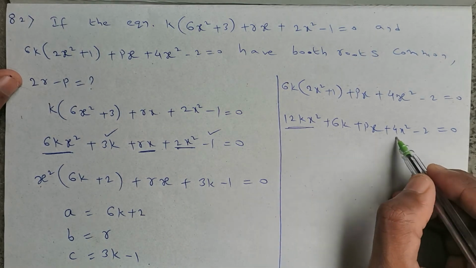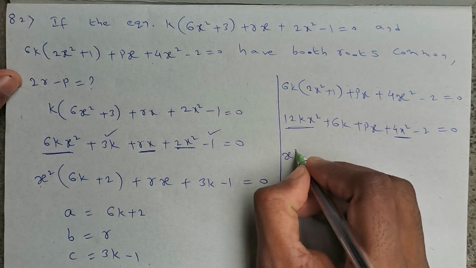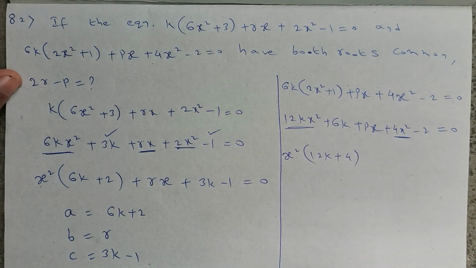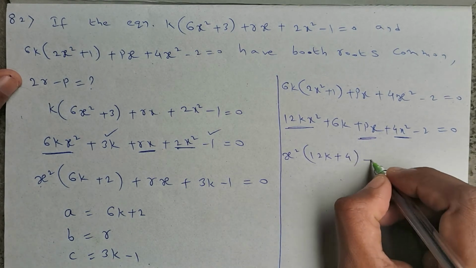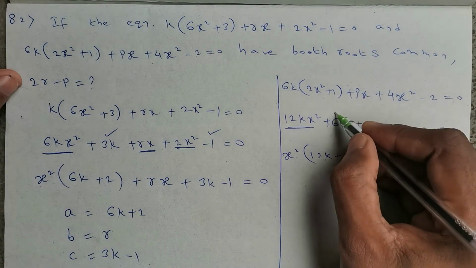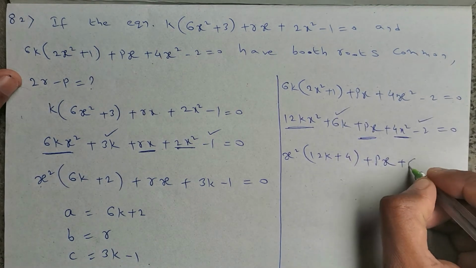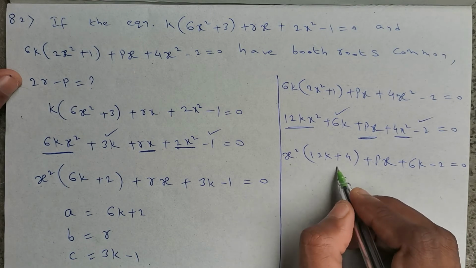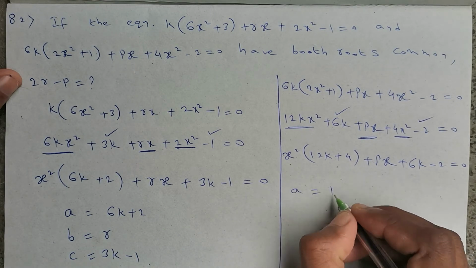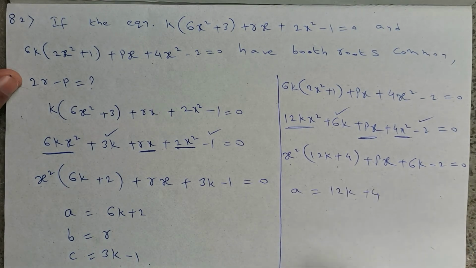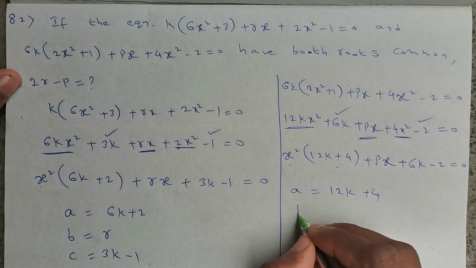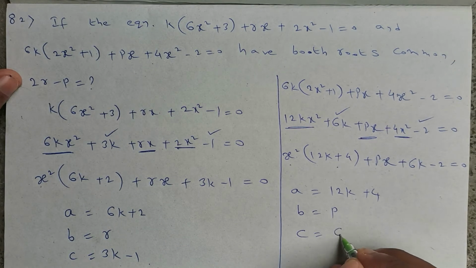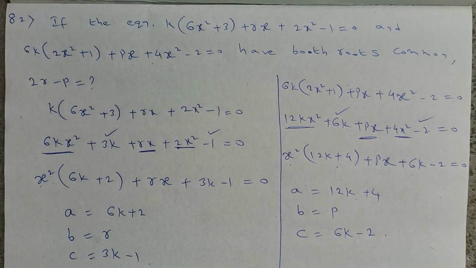Again from the first term and from this term I will take out x square common. So we remain with 12k plus 4. This one as it is I am writing px, remaining plus 6k minus 2 is equals to 0. Here x square coefficient is a, so a value is 12k plus 4 and x coefficient is p, so b value is p and remaining is constant, so constant is equals to 6k minus 2.